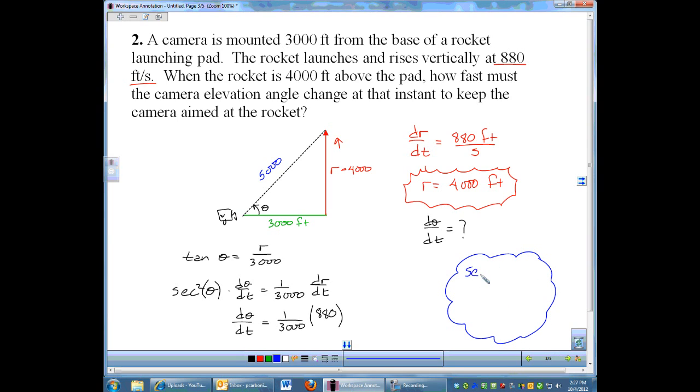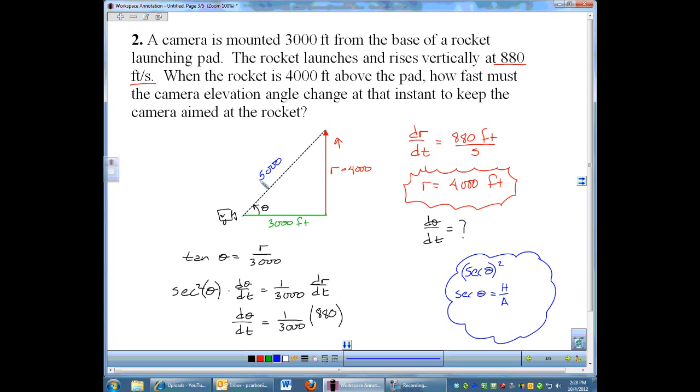Secant squared theta is the same thing as secant theta quantity squared. And if you think about secant, secant is the reciprocal of cosine. Cosine is adjacent over hypotenuse, so secant is hypotenuse over adjacent. So if I want the secant of theta, I don't need to know the measure of theta. All I need to know is the ratio of the side lengths, hypotenuse over adjacent.